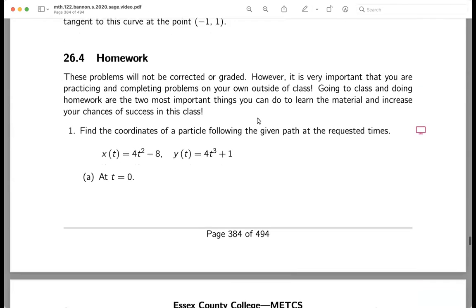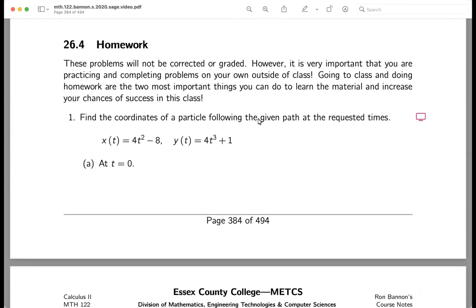Okay, we're in section 26 and we're going to do the homework. I'm going to switch over to the whiteboard.